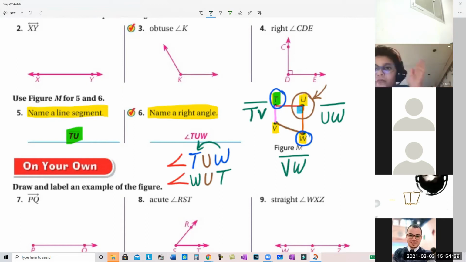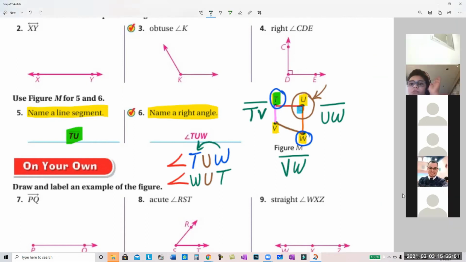Yes, mister. Okay, Lu'ay, can we write it in a different way? We have 3 ways to write an angle, and we learned that before. So how can we write this angle again?